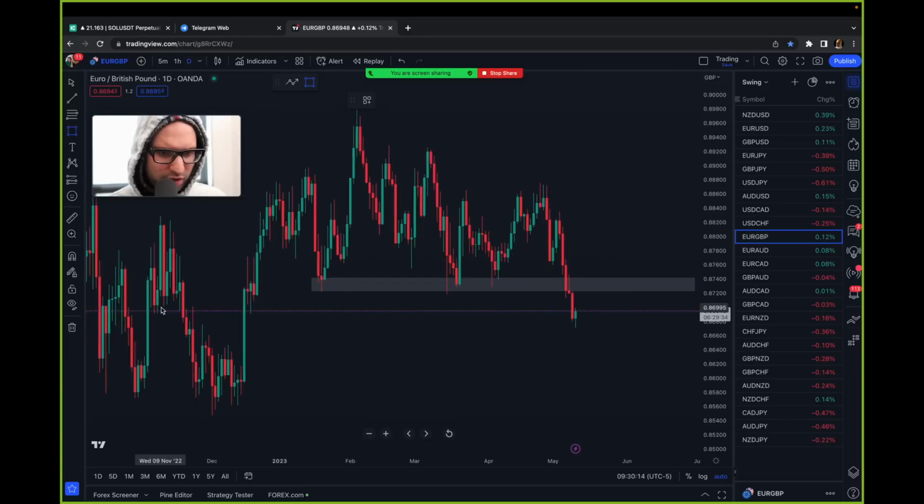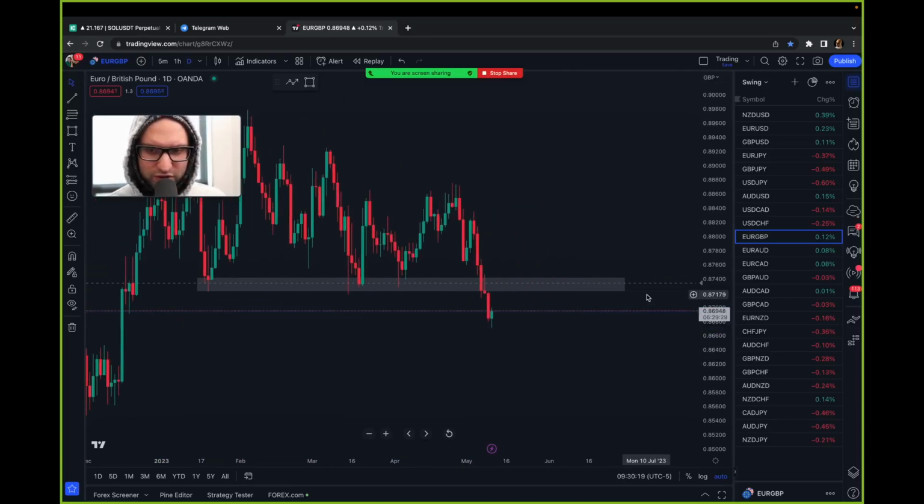Euro GBP. This could be a zone. It's kind of far in the past, so I'm just going to leave it alone. I'm going to set an alert here at this resistance zone to sell if price gets there.